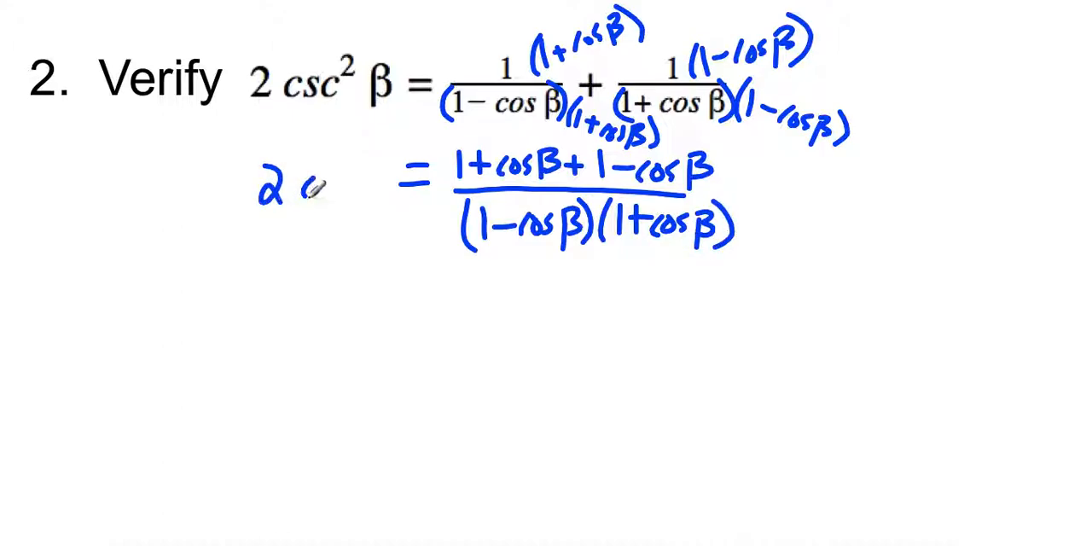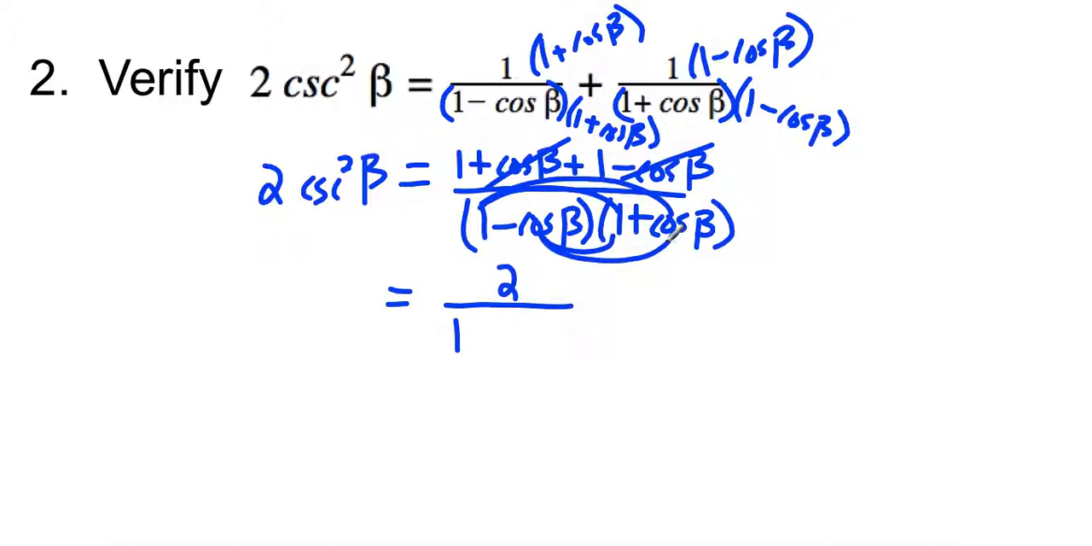Over here, I haven't done anything with this side. I'm just going to leave it alone. Okay, I can simplify this. Cosine beta and negative cosine beta cancel, so I get 2. And the bottom, I'm going to FOIL that out. And I'm really excited about FOILing it because I can tell right now that some stuff's going to cancel. So I get 1 plus cosine beta minus cosine beta. I'm not going to write those both down because they're just going to cancel. And then minus cosine squared beta. I have not done anything with this side. Just leave it alone.